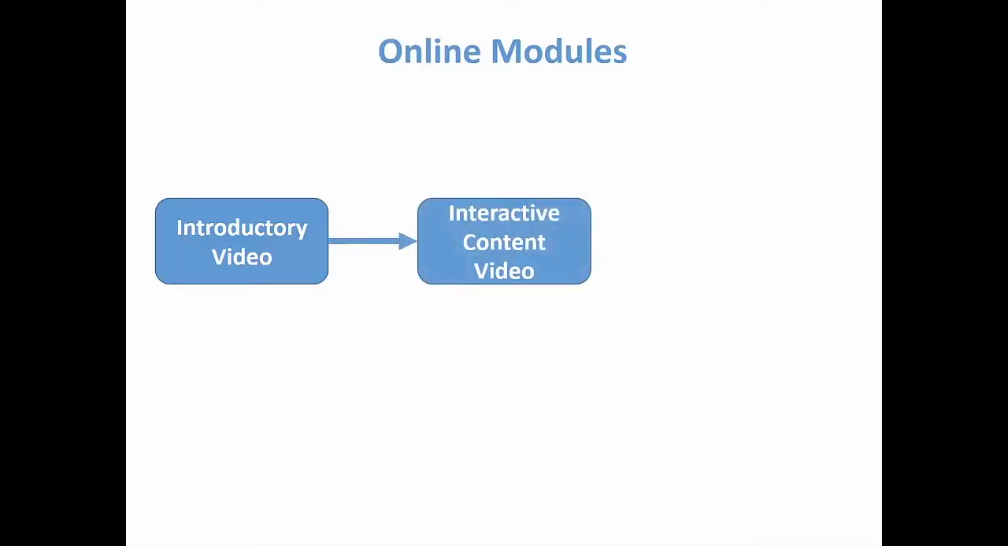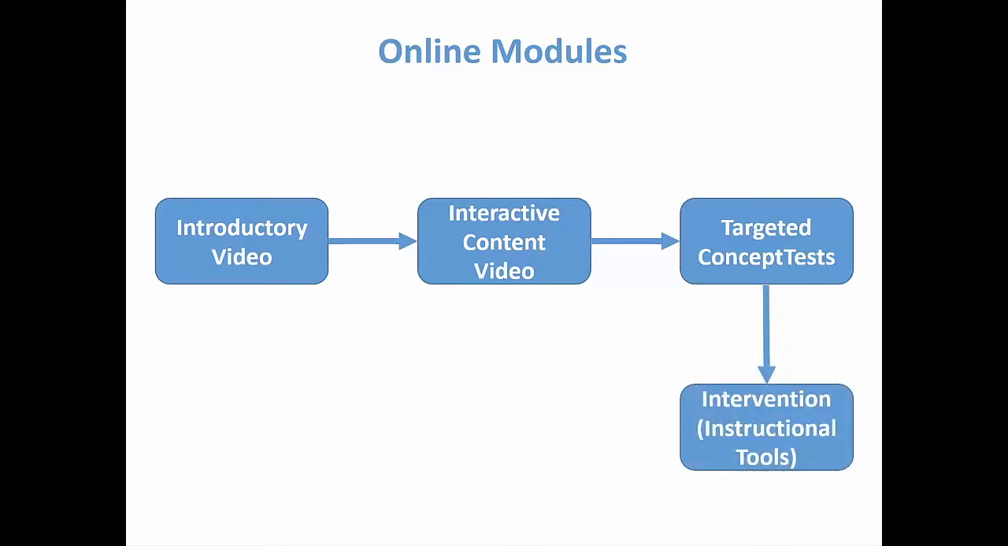A second interactive content video would then introduce specific mechanics content similar to what would be used in a flipped classroom. Embedded in these videos will be 3 to 4 short comprehension questions to help students process this content. Following the interactive content video, one or more targeted concept tests will be presented to the students to assess their understanding. Student responses to these concept tests will then direct them to an appropriate intervention.